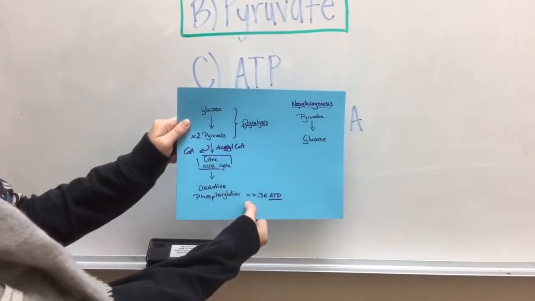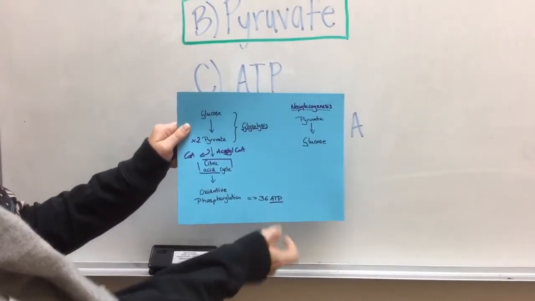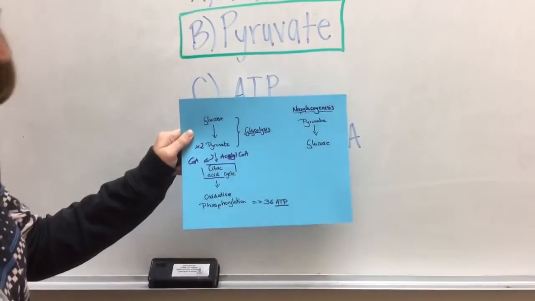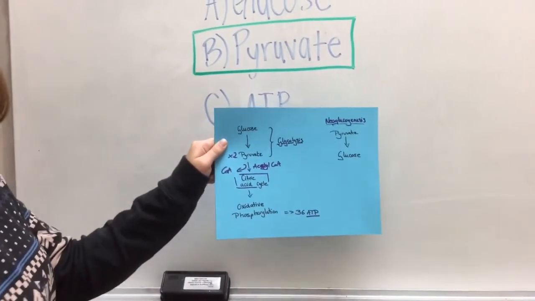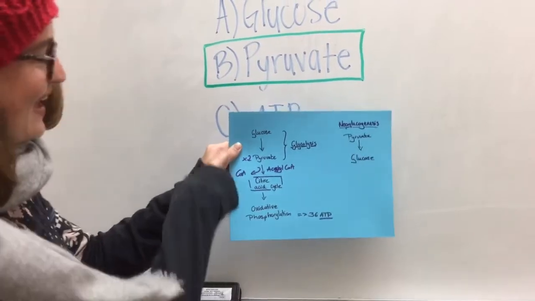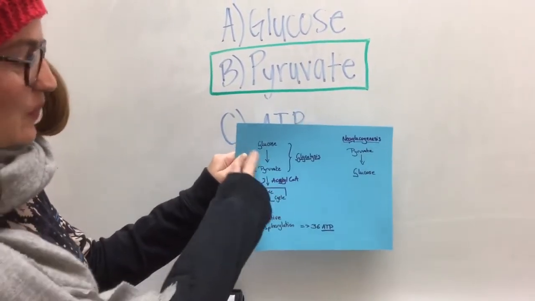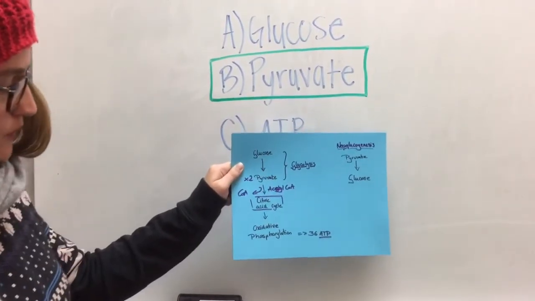phosphorylation, which we will get 36 ADPs from. Sorry, a little dyslexic. And that is from the initial glucose molecule.